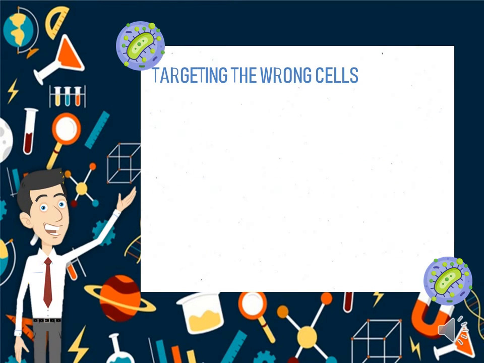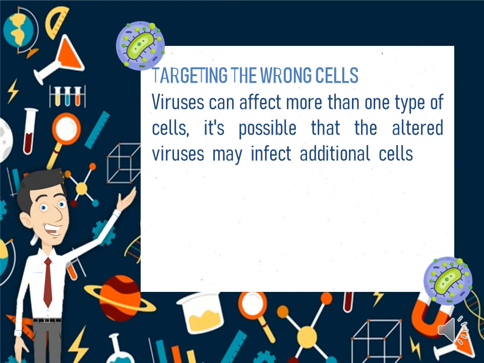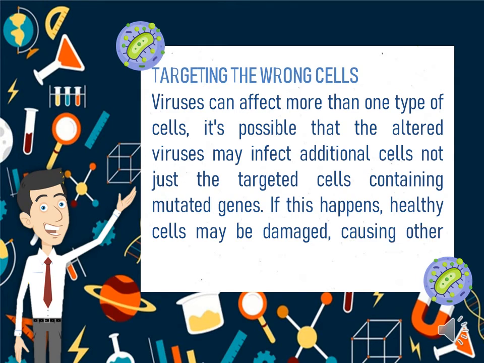If it targets the wrong cells, viruses can affect more than one type of cells. It's possible that the altered viruses may infect additional cells, not just the targeted cells containing mutated genes. If this happens, healthy cells may be damaged, causing other illness or diseases, such as cancer.